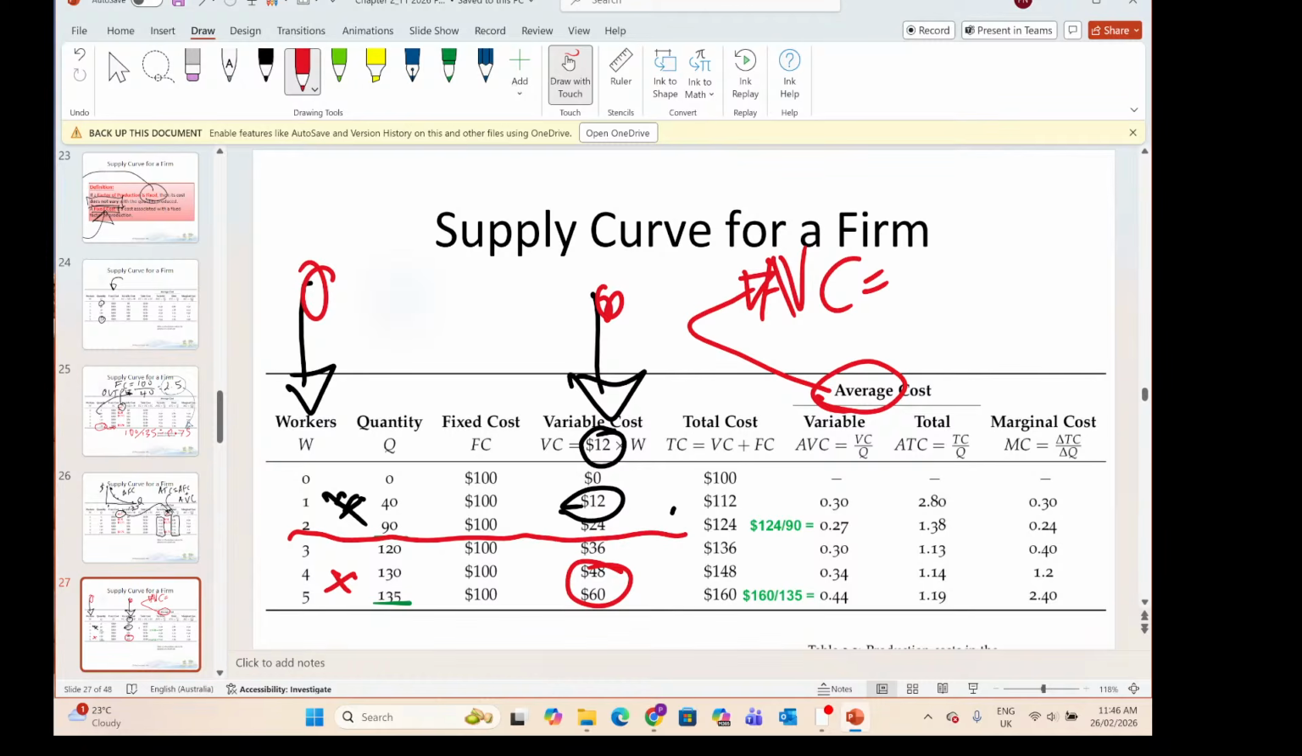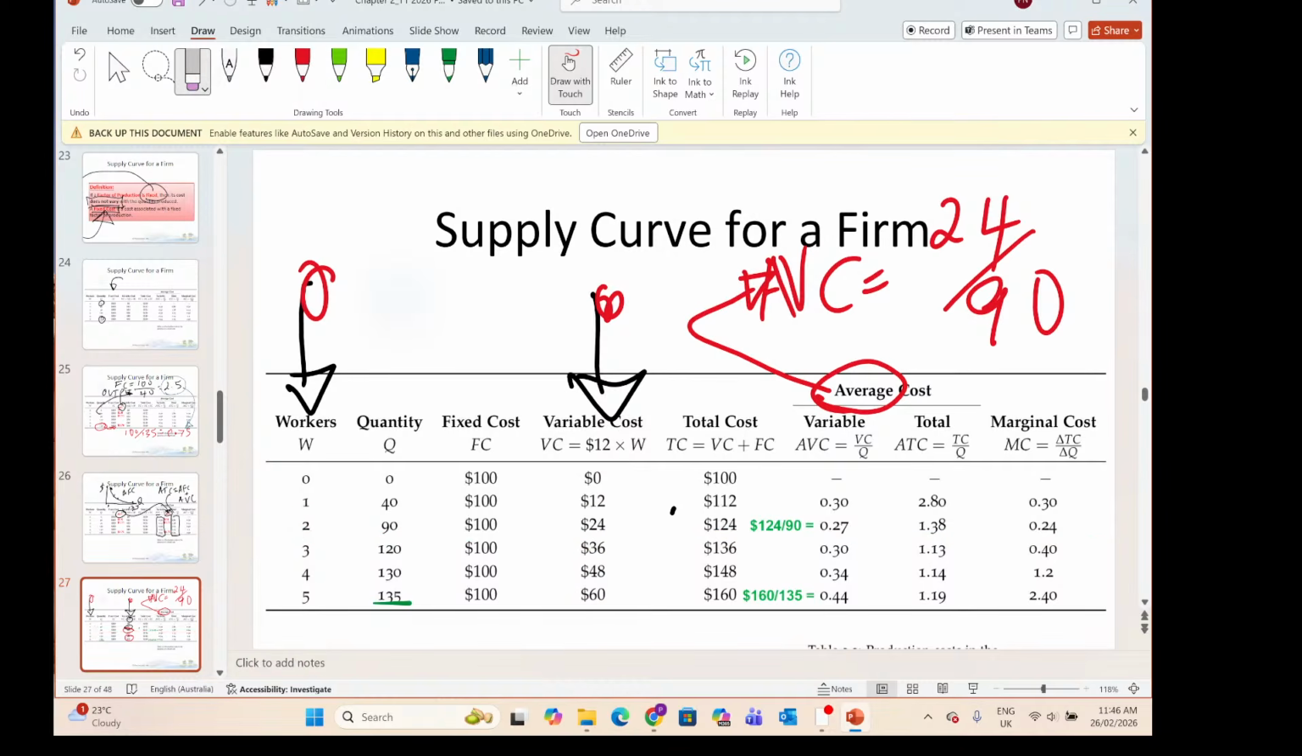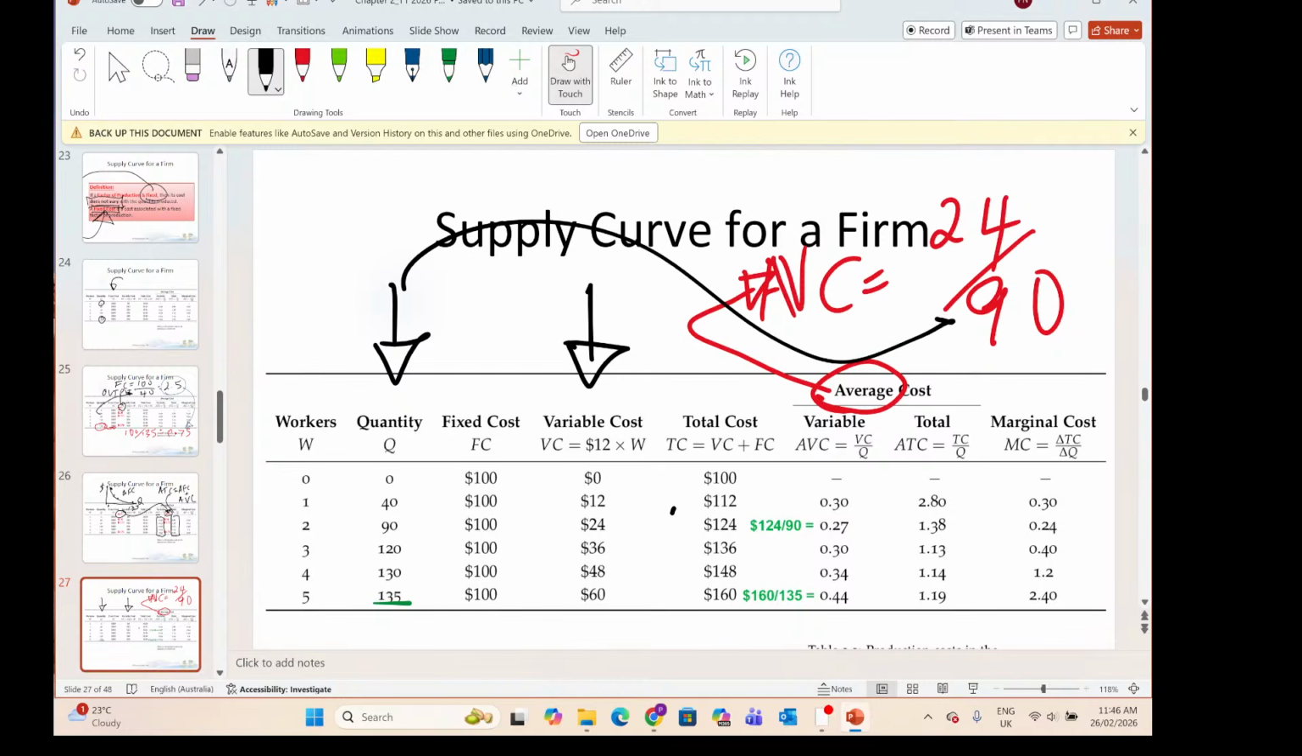So if we draw a line through two workers, I'm circling the two workers, I'm circling the money that we pay the two workers. That's $24. So we put that $24 over the 90 goods that they make, and that gives us our average variable cost. So which two columns give us our average variable cost? The variable cost, obviously, and the quantity. Those two give us our average variable cost. The quantity comes over. We put that on the bottom, and of course we put the variable cost on the top. So that's our average variable cost.